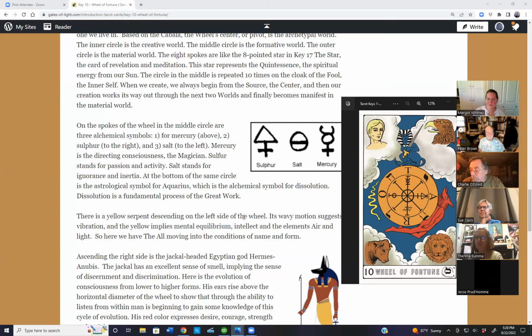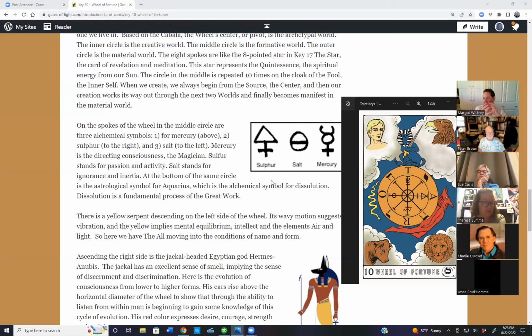On the spokes of the wheel in the middle circle are three alchemical symbols: one, Mercury above, that's this little guy; two, sulfur to the right; three, salt to the left. Mercury is the directing consciousness, the magician. Sulfur stands for passion and activity, which we know without it, nothing moves. And salt stands for ignorance and inertia. Actually, it allows things to manifest, to become present here. We've taken all the energy and we have made it so it can be apparent at this level of creation, at this level of vibration.